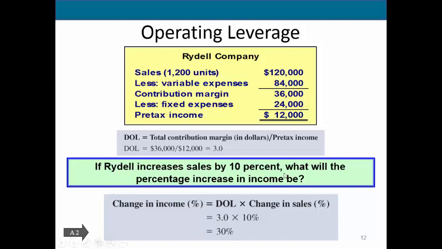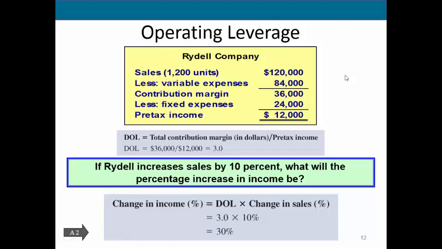So here we just have the proof of how the degree of operating leverage estimates the change in our income. You can see here, when we have a degree of operating leverage of 3, we'll expect to see any change in our income to be 3 times whatever change we saw in our sales. So for example, a 10% increase in our sales would give us sales of $132,000, because 10% of $120,000 is $12,000. So $12,000 plus $120,000 gives us $132,000 in sales.